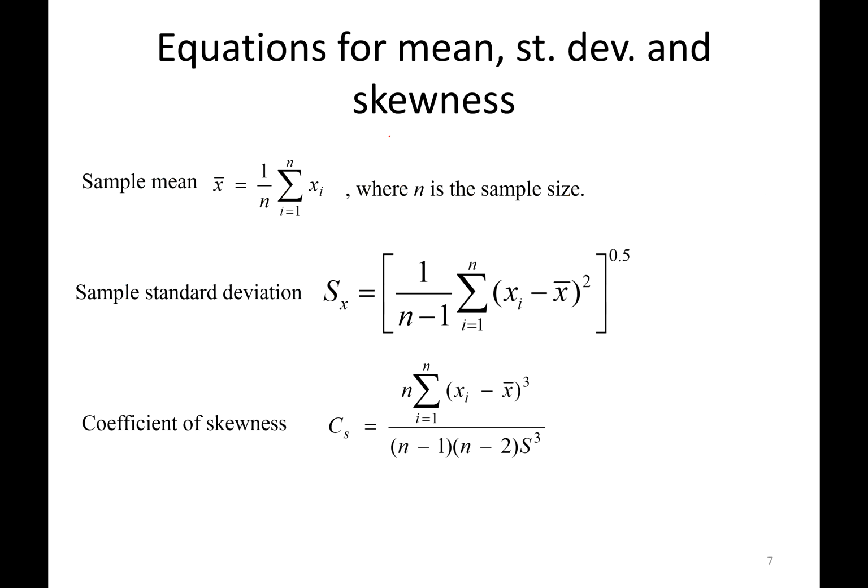As I mentioned, we will use some of the statistics from our sample to fit the PDF to our data. What I'm giving you on this slide are expressions to get the sample mean, sample standard deviation, and coefficient of skewness. I'll explain in a while what skewness means. You should be able to find the location and scale parameters for many distributions by using these three properties.